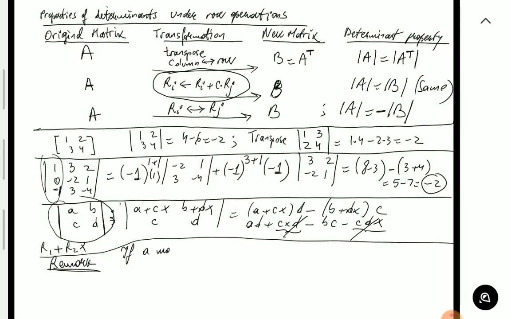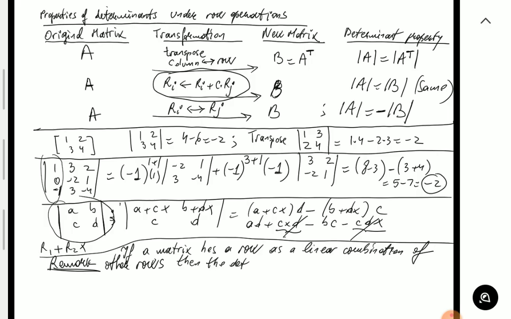If a matrix has a row as a linear combination of other rows, like obtained by multiplying a constant times another row and adding it to it, then the determinant is 0, right? So again, we're going to illustrate this briefly with a generic 3 by 3 matrix.